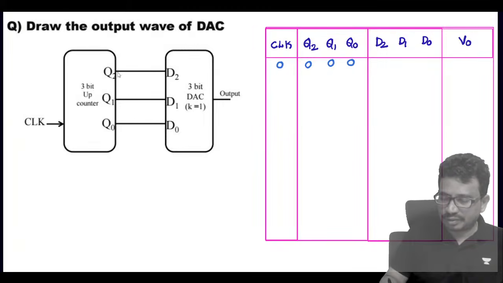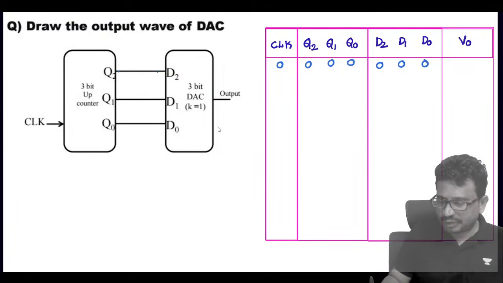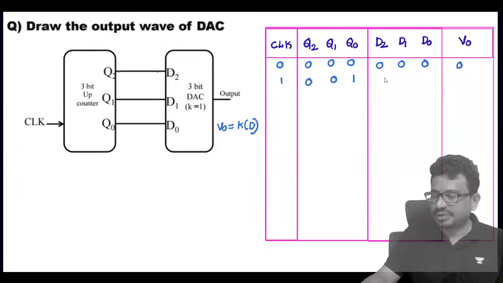Okay. Now these values are connected like this. What does this output voltage mean? Tell me now. This is K into the decimal equivalent. The decimal equivalent is 0, so this value is 0. When we apply the first clock, that is 0, 0, 1. So tell me what will come. 0, 0, 1 will come as K value 1. So the output voltage is 1.